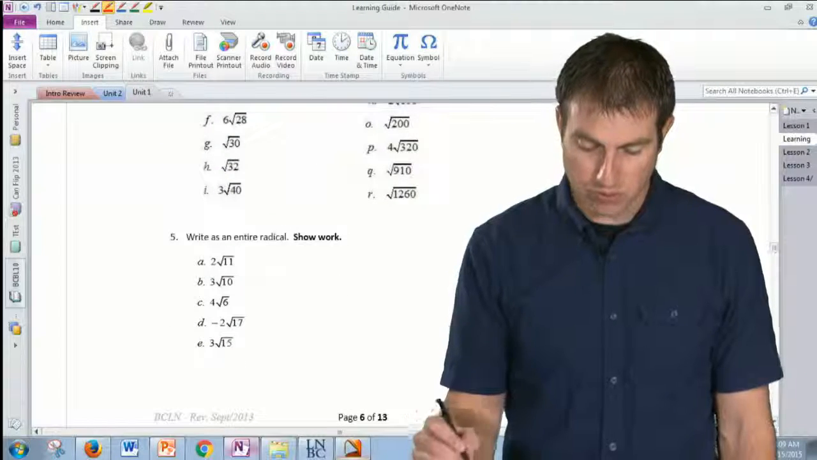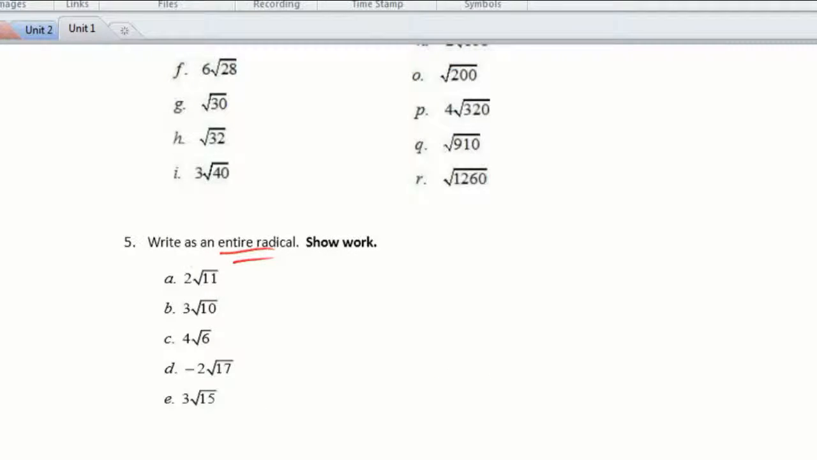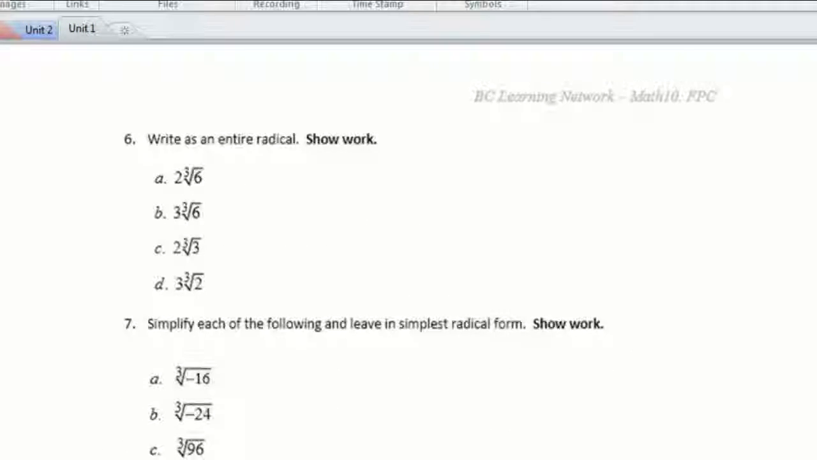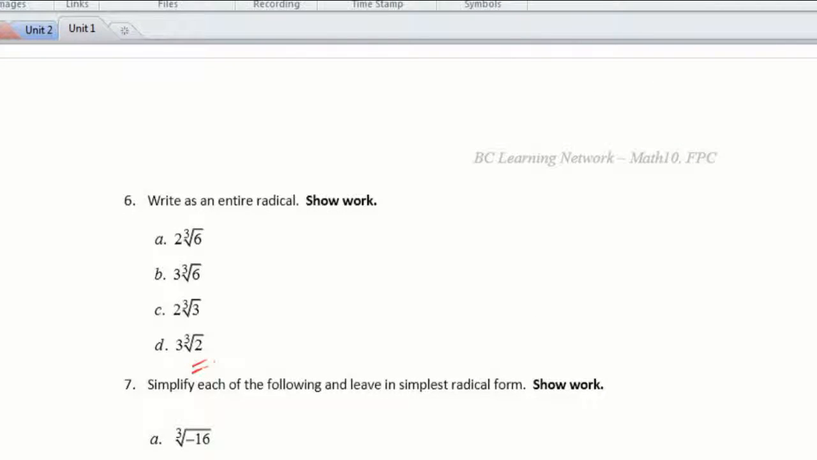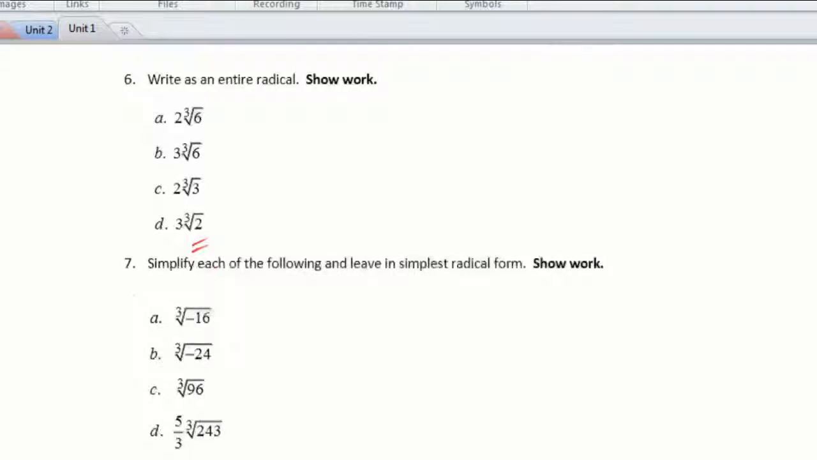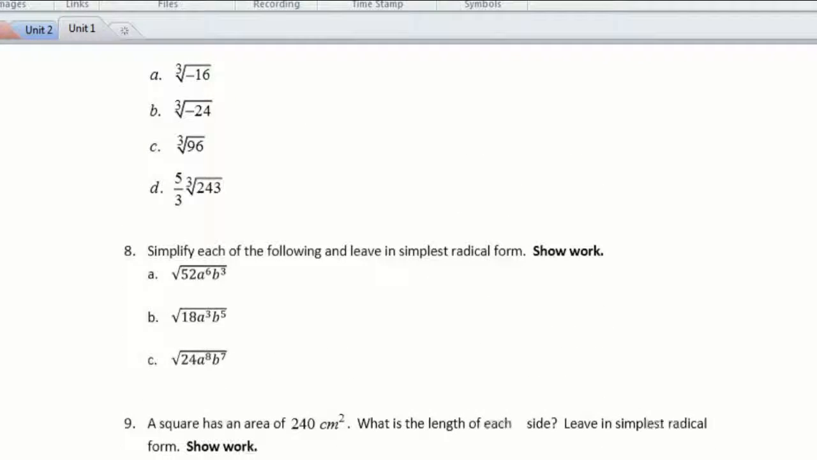Number 5 is writing it as an entire radical. So you're going to try to get the 2 under a radical sign and then get them together as one radical. And then these ones are the same thing with the cube roots. And then same deal as cube roots. Same sort of idea here with A's and B's.